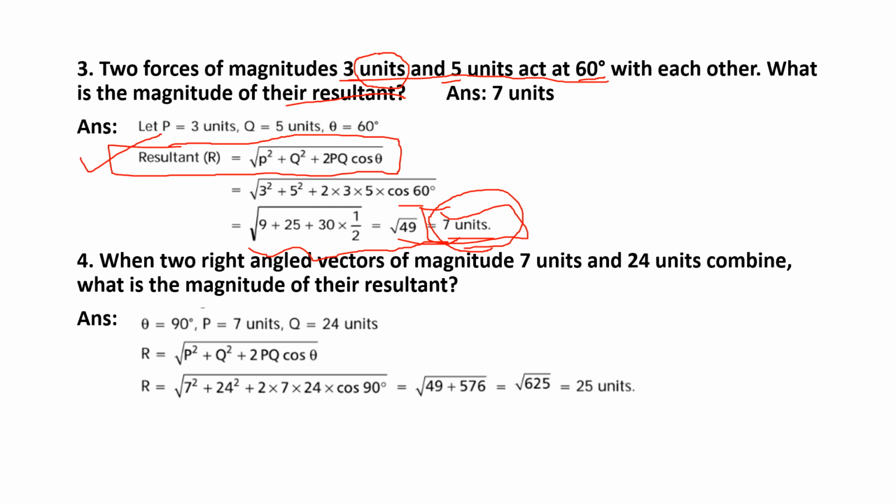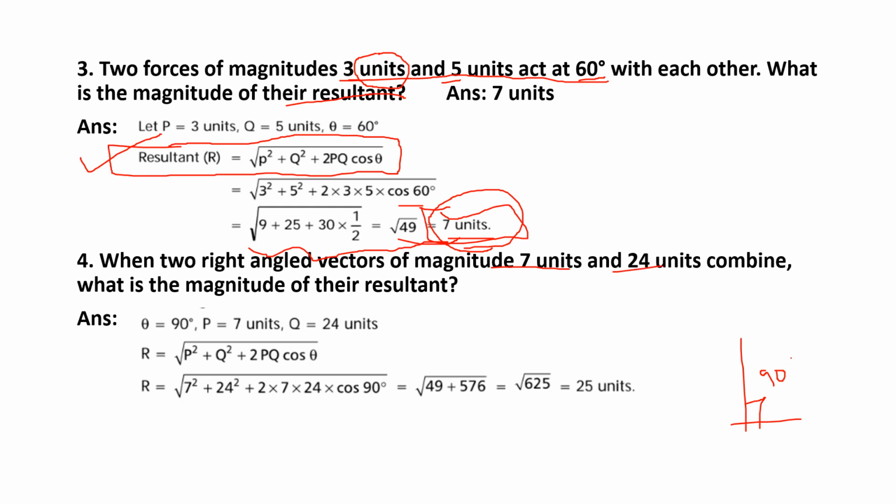The next question. When two right angled vectors of magnitude 7 units and 24 units combine, what is the magnitude of the resultant? Right angled vectors means what? For right angled, we know theta is 90 degrees. So theta is there, and the p value is there, and the q value is there.